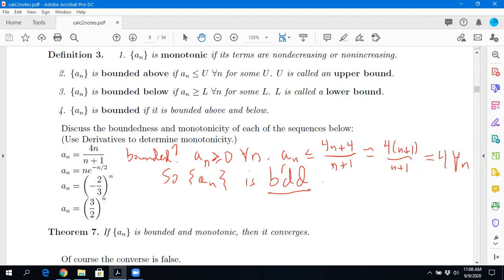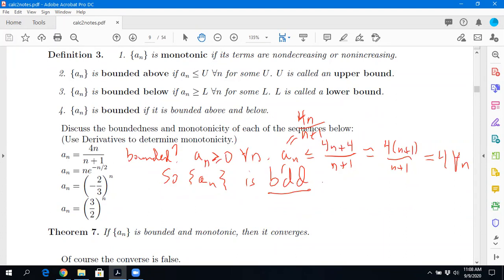I'm not claiming that an is equal to that. I'm just saying, look, I'm trying to find a number that this is always below. And I just realized if I add 4 to this, the n plus 1s are going to cancel. I'm not changing the formula. An is still equal to 4n over n plus 1. And all I'm saying is, what do I have to do to get rid of this dependence upon n? Adding 4 would be a good idea. And that would only increase the value, yes?